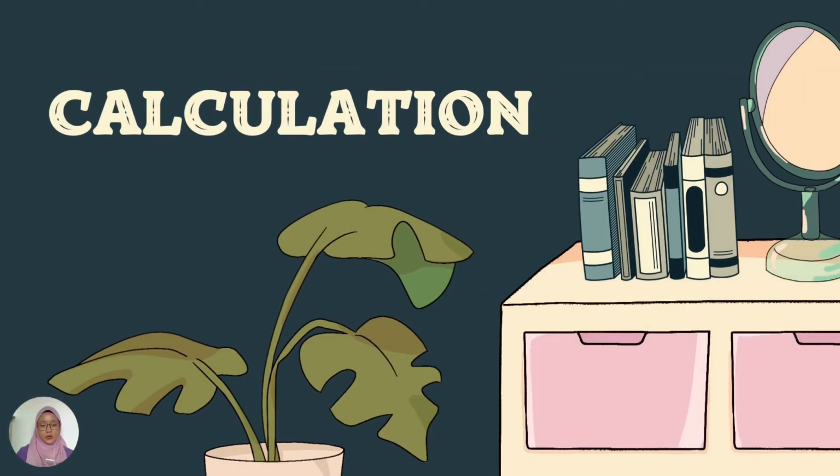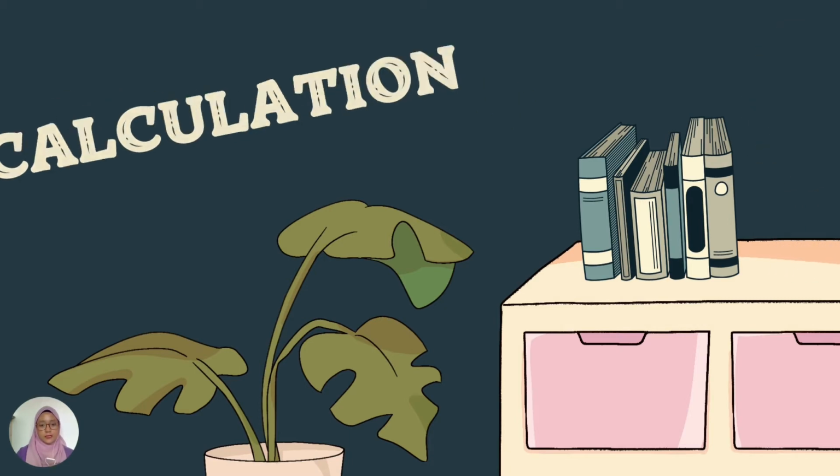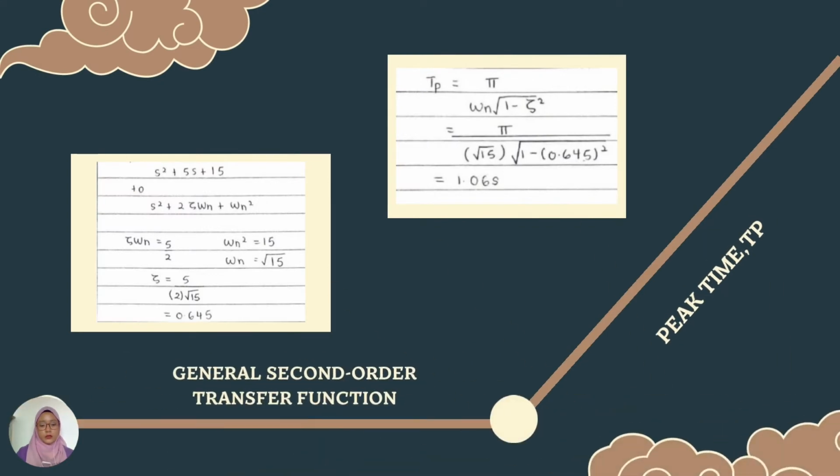Hi, my name is Natira Najwa and I'll be continuing the presentation about calculation and simulation. For the calculation, first of all, we need to find the damping ratio and natural frequency. For these two values, we can find them by comparing the values that we get from the block diagram to the general second order transfer function, and then we will get our damping ratio equal to 0.645 and our natural frequency equal to 15.